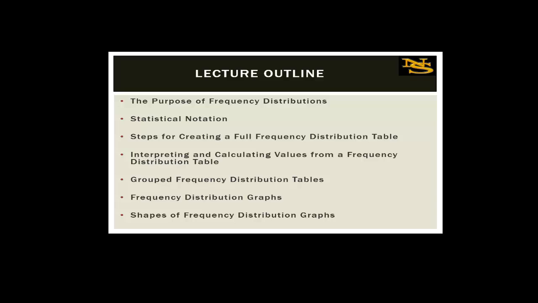Then I'm going to get into something called a grouped frequency distribution table, which is a special frequency distribution table that you use when you have a really large range of scores. Then frequency distribution graphs, so how you take the information from the table and put it into a nice pretty picture. And then the shapes of those frequency distribution graphs. And shapes of frequency distribution graphs will be really important for the lecture and the content of the chapter on measures of central tendency, because you have to know the shape of the distribution to identify appropriate measures of central tendency.